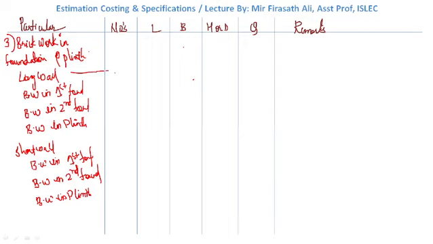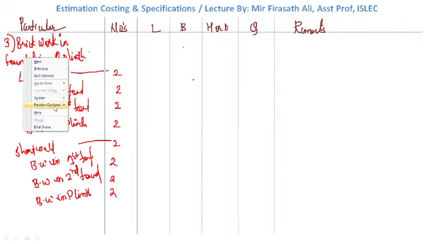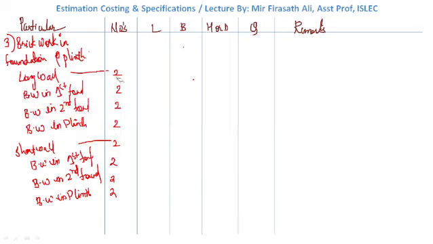How many long walls do we have? We have 2 long walls. We have 2 short walls. So the number quantities are 2, 2 and 2. Similarly, we will write these quantities also. We need not go for these two, they are not needed.